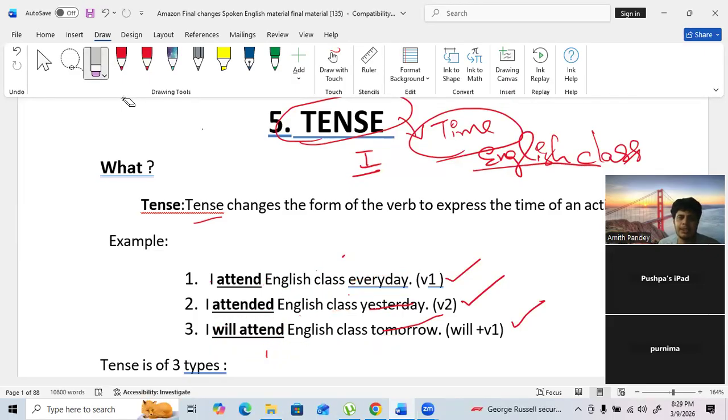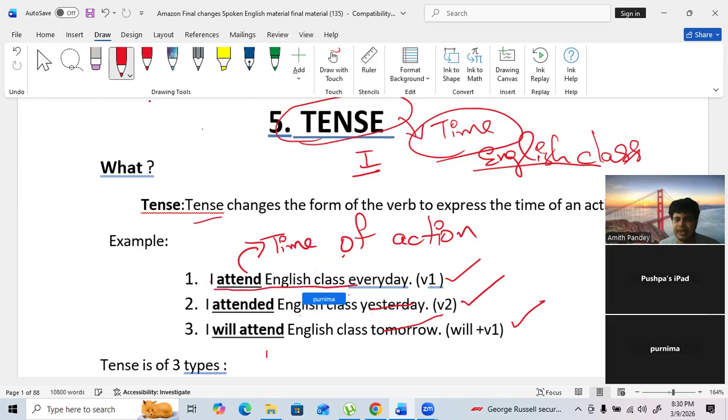To be clear, it tells about the time of an action. I repeat, it tells about the time of an action. It means when that action happened, whether in the present, in the past, or in the future. How does it tell this? With the help of a change in the form of the word. Here I am using V1. If that V1 changes to V2, it becomes past. If that V2 changes to will plus V1, it becomes future. Getting the point? So tense changes the form of the verb to express the time of an action.